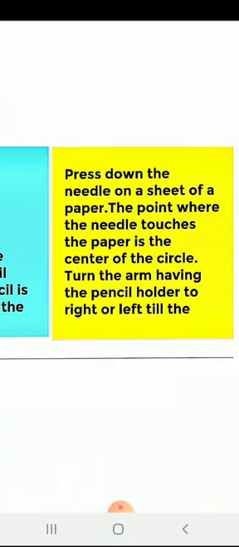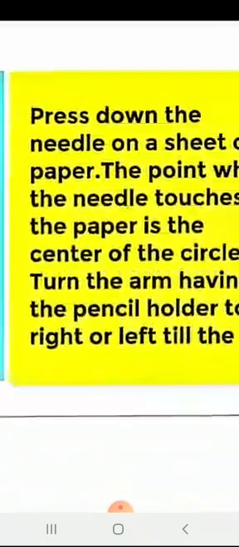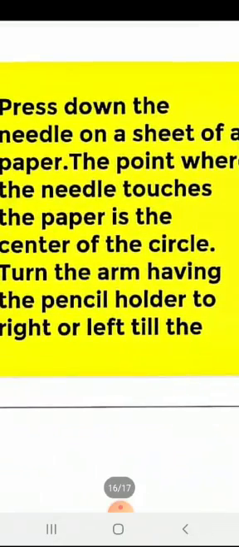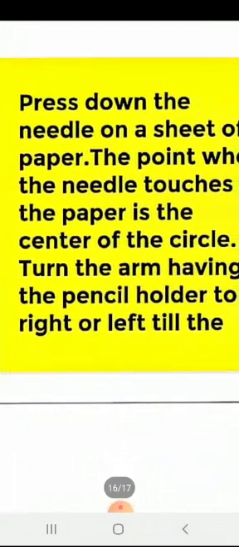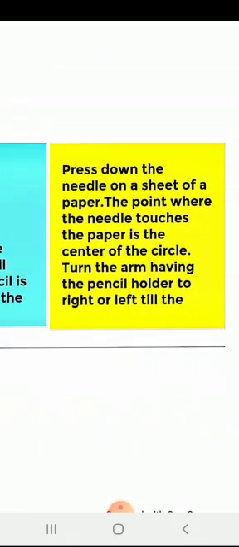The other end has a needle. That needle you press down on a sheet of paper. The point where the needle touches the paper is called the center point of the circle. Now turn the arm holding the pencil, right to left or left to right. We should turn it and then we'll get a circle.